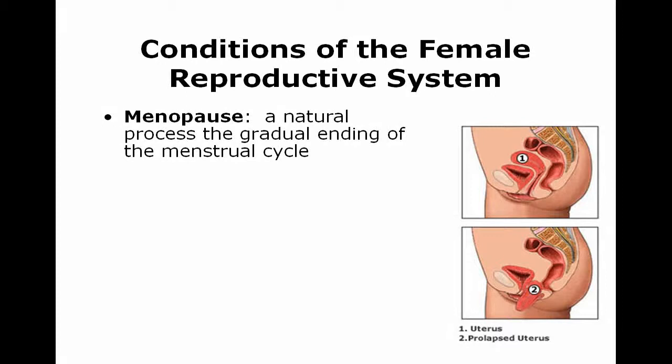Once a person has stopped menstruating, they're considered to be postmenopausal. They're considered to be menopausal, and it sometimes takes a year or two maybe to go through the process of menopause.